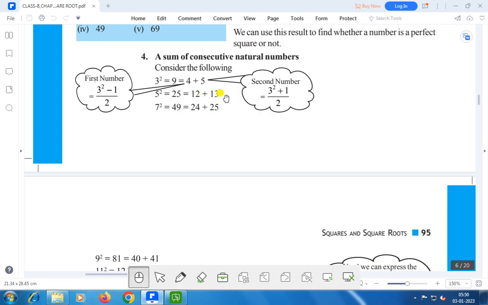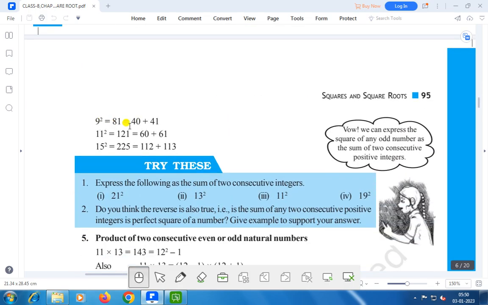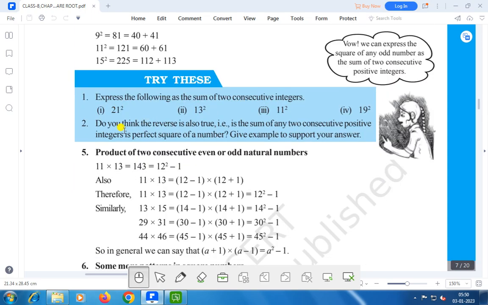5 square is 25, 12 plus 13. 7 square is 49, 24 plus 25. Consecutive natural numbers. 9 square is 81, 40 plus 41. 11 square is 121, 60 plus 61. 15 square is 225, 112 plus 113. Express the following as the sum of two consecutive integers.